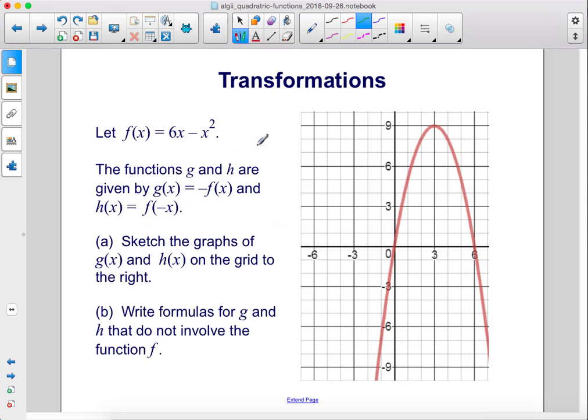Let f of x equal 6x minus x squared, shown here in red. The functions g and h are given by g of x equals negative f of x and h of x equals f of negative x. Sketch the graphs of g of x and h of x on the grid to the right.